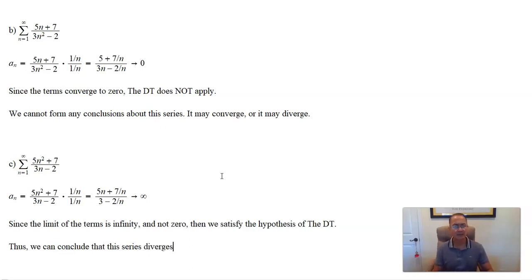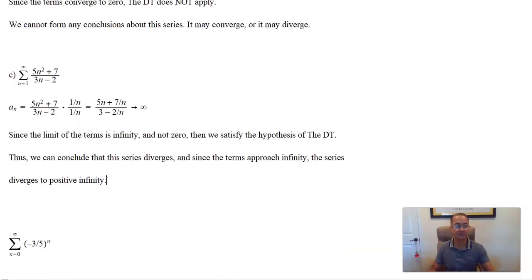And will it be diverges period or diverges to infinity or minus infinity? Well, once again, the original will have 1,000 squared here. It will get 3,000 here though. But the point is that the terms are getting bigger and bigger, approaching infinity. So the series diverges, and since the terms approach infinity, the series diverges to positive infinity. Okay, so we are allowed to make that conclusion.